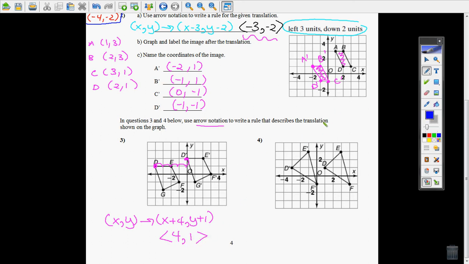On number 4, same thing, we're writing a rule. So I'm going to go from E to E prime. So I'm going to go 1, 2, 3, 4 units left. So you're going to say x minus 4 because I'm going to the left. And since I'm not going up or down at all, we just say y. You could technically put plus 0 or minus 0, but you want to simplify it. And so in vector notation, this would be <-4, 0>. Tells us we're subtracting 4 from the x, and we're not doing anything to the y.